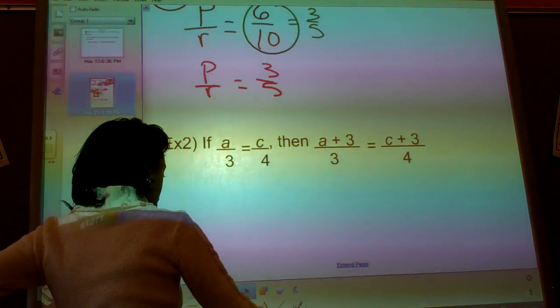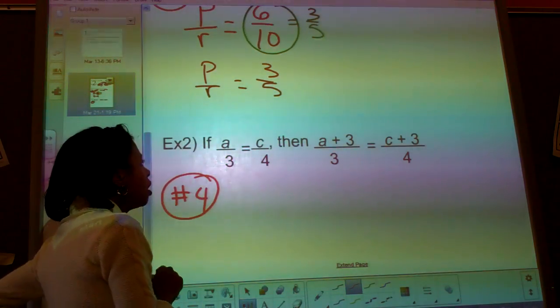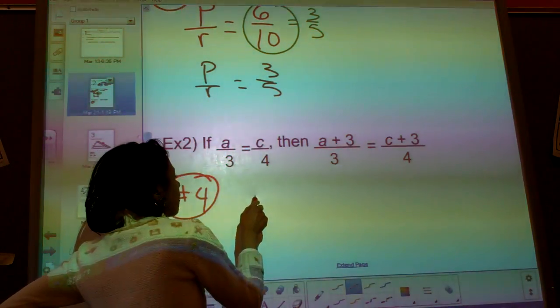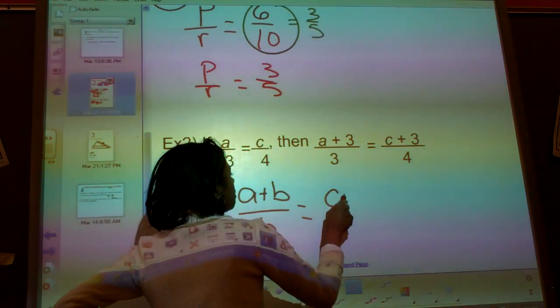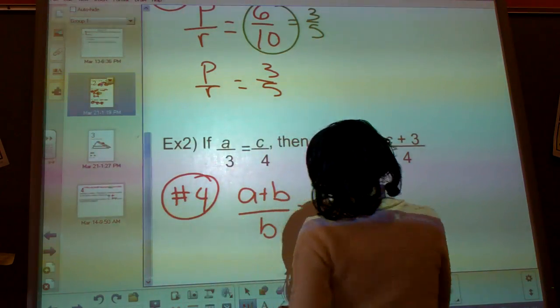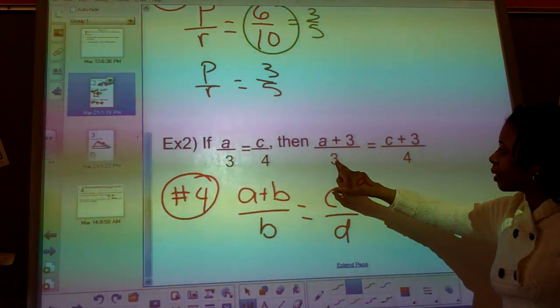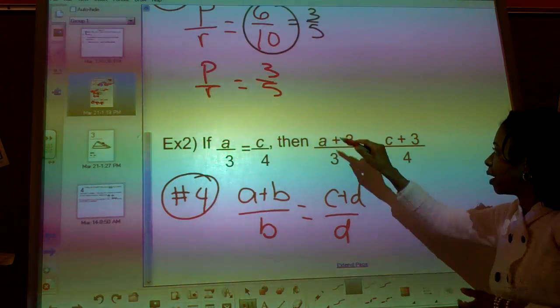Okay? And property number 4, this is my guess. I'm going to check it out. Property 4 says this should be (A plus B) over B equals (C plus D) over D. Well, let's see here. A plus the denominator, or A plus B, yep, over B. That works out. It looks great.